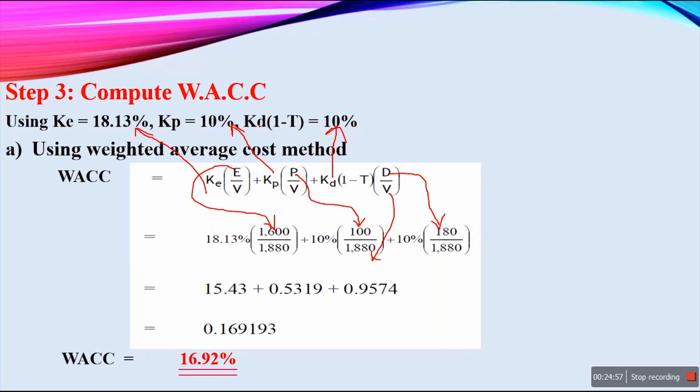You replace that in the formula and you're able to obtain a total of 0.169193. Then remember, costs are expressed in percentage, so multiply that by 100 to get 16.92%. So the 16.92 is our weighted average cost of capital.